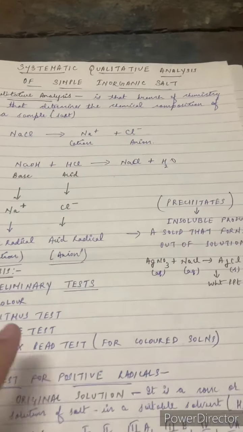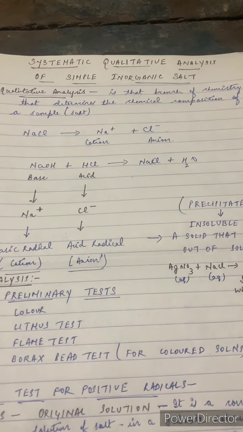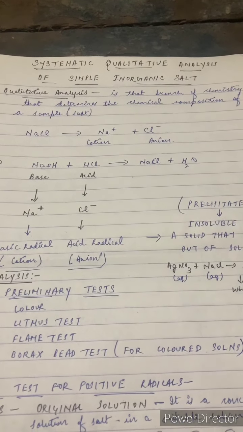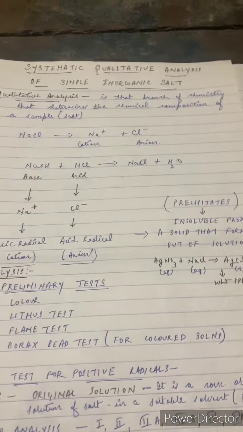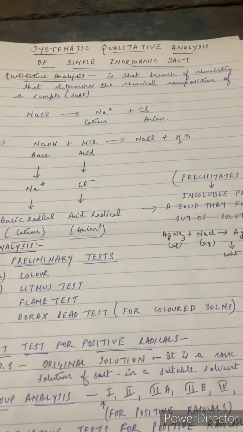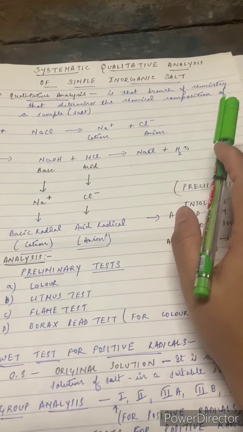Now, first of all, what is qualitative analysis? It is that branch of chemistry that determines the chemical composition of a salt. We are going to analyze the constituent ions, the individual constituent ions of a salt solution.